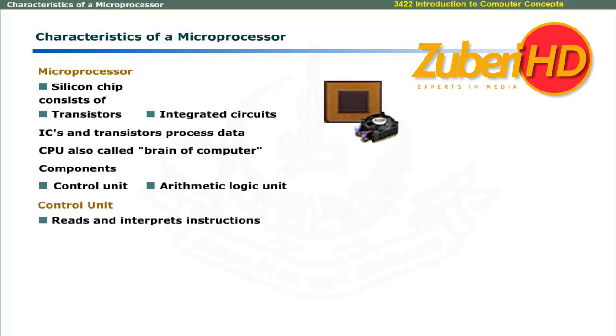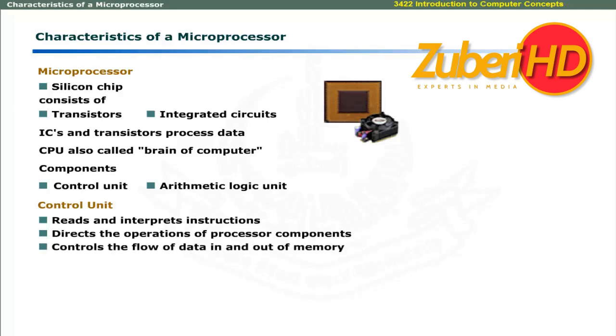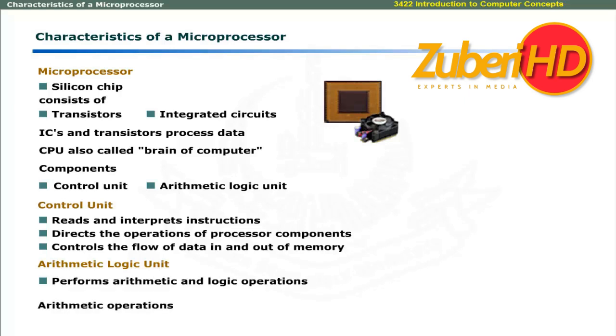The control unit reads and interprets instructions from main memory, directs the operations of processor components, and controls the flow of data in and out of memory. The arithmetic and logic unit performs all the arithmetic and logic operations. Arithmetic operations include addition, subtraction, multiplication, and division. Logical operations include comparing numeric and alphanumeric data.